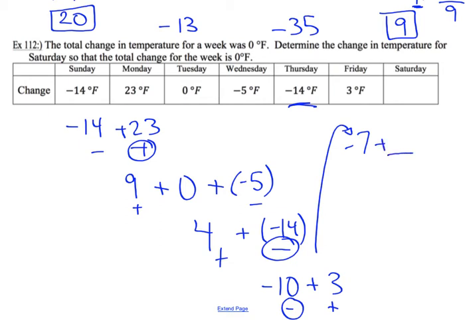And we need to add a number to get back to 0. So negative 7 plus a number will get us back to 0. And the answer there would be 7. It would have to be 7 degrees Fahrenheit increase on Saturday in order to have an overall change of 0 for the week.